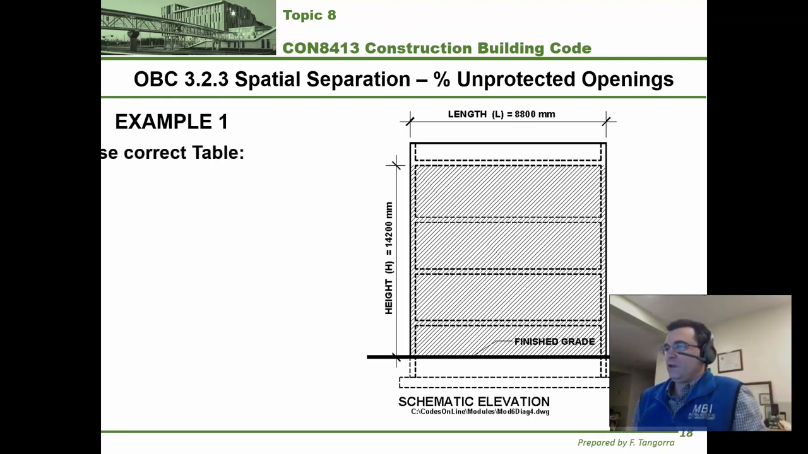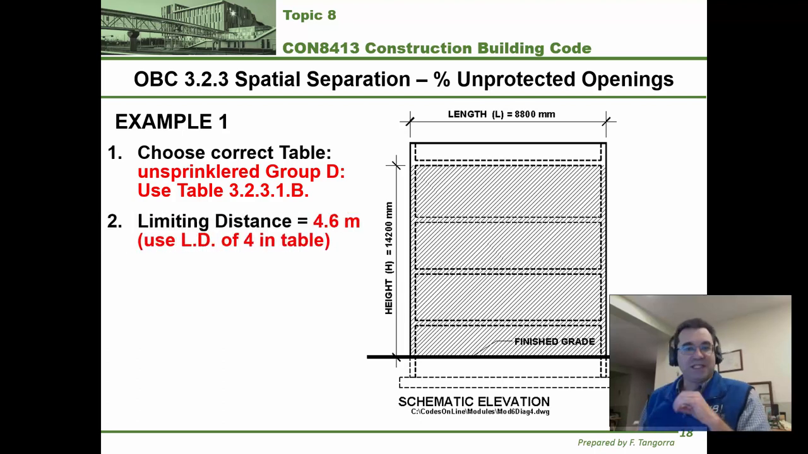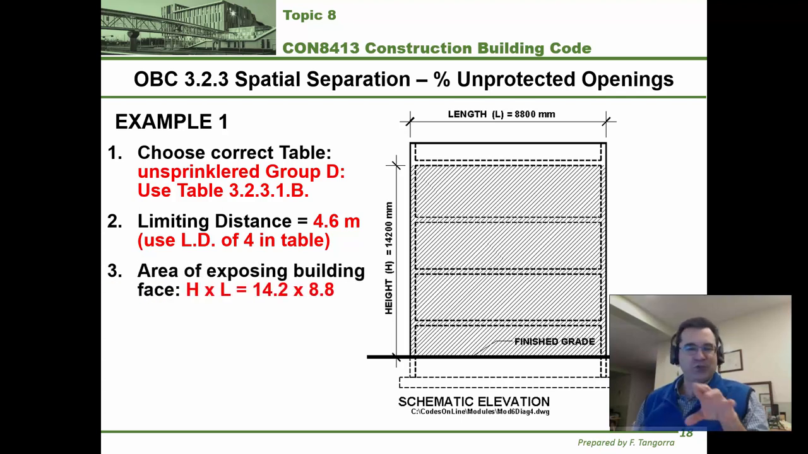So what are we going to do first of all? I think we're going to find the correct table to use for this. We know it's office and unsprinklered, so that means group D, and therefore out of those four tables we're using 3.2.3.1.B, B as in Bob, as shown on the screen. Very well. Limiting distance, it's given to you, 4.6 meters. You don't have to figure it out. That means, if you remember my tip, along the top, which column are we going to use? We're going to use 4, because for limiting distances, you always round down, right? And if you're not sure where I came up with that tip of rounding down, go to part 1.